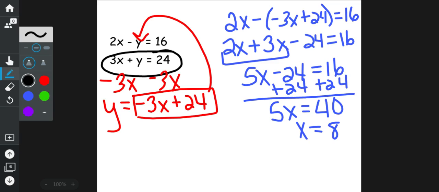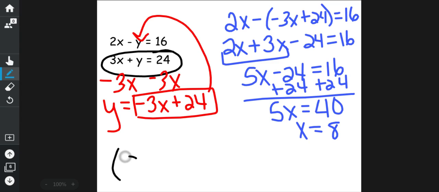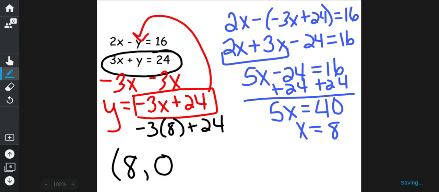Okay, so the x part is 8. Well, y is equal to negative 3 times x plus 24. So negative 24 plus 24 is 0.